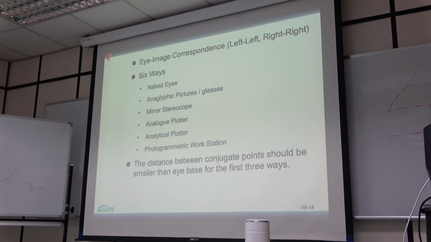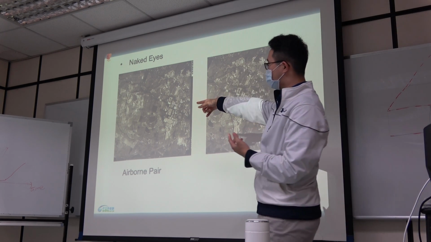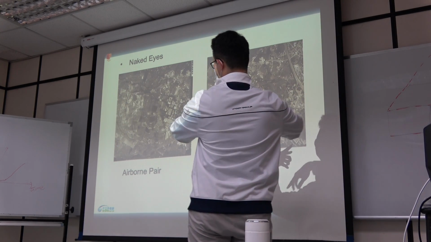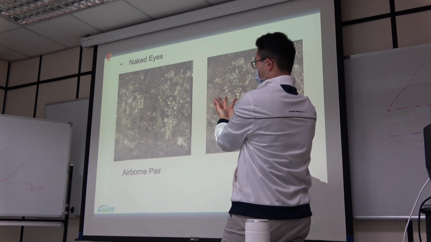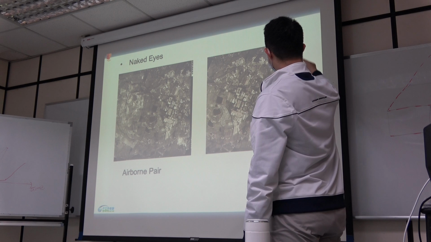If not, then let's go back a little bit. Here is about how to view the stereo pairs. There are many ways. The first one is with the naked eye. I believe this is similar to the first chapter. The first chapter has two drawings, and you can try to force your right eye to see the left image and your left eye to see the right image. Then you can see the stereo.